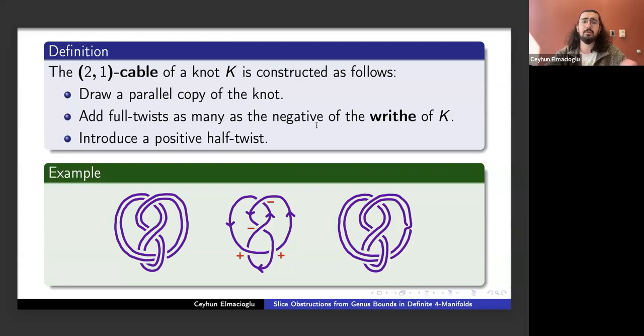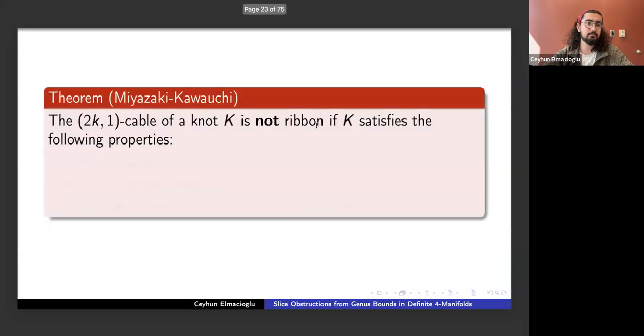And thirdly, if you look at the image on the left, you will see that when we just draw a parallel copy, it's not a knot, it's not an S1, it's 2 copies of S1. So to turn that into a knot, we have to introduce a positive half or negative half twist. We are adding a positive half twist by convention. And you can see the 2,1 cable of the figure 8 knot on the right.